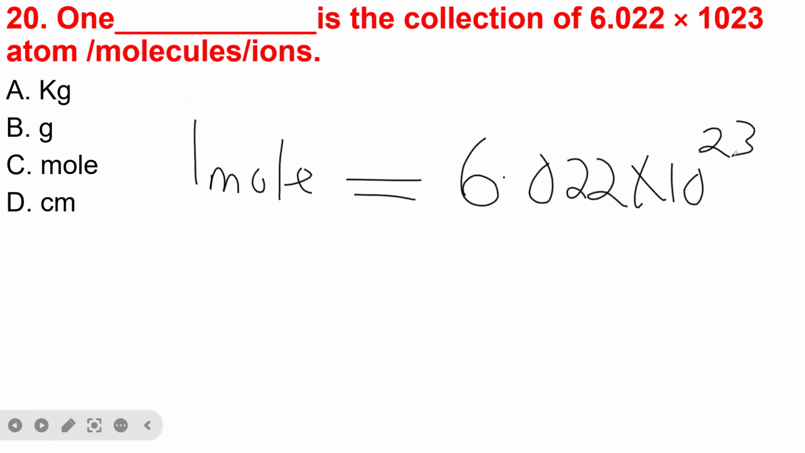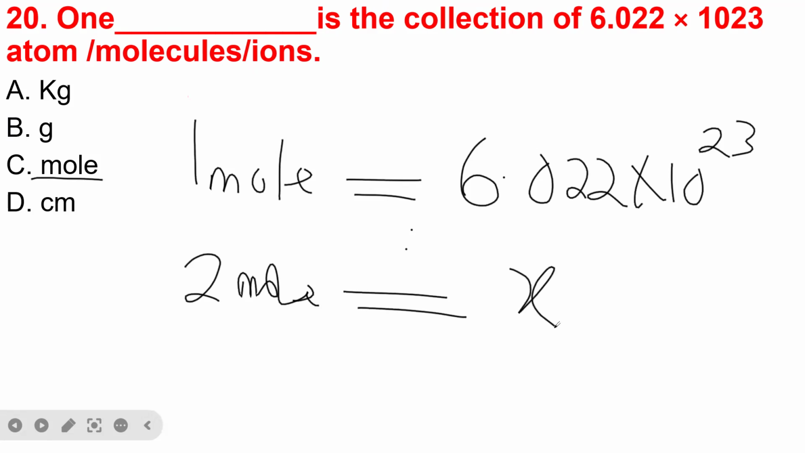When you say any substance, it can be in the form of atoms, molecules or ions. So the answer to this question is mole. 1 mole of any substance contains Avogadro's number. If it is 2 moles, we multiply, let's say 2 moles of any substance. When you are given moles, you may be asked to calculate the number of particles, so you may make this to be x.